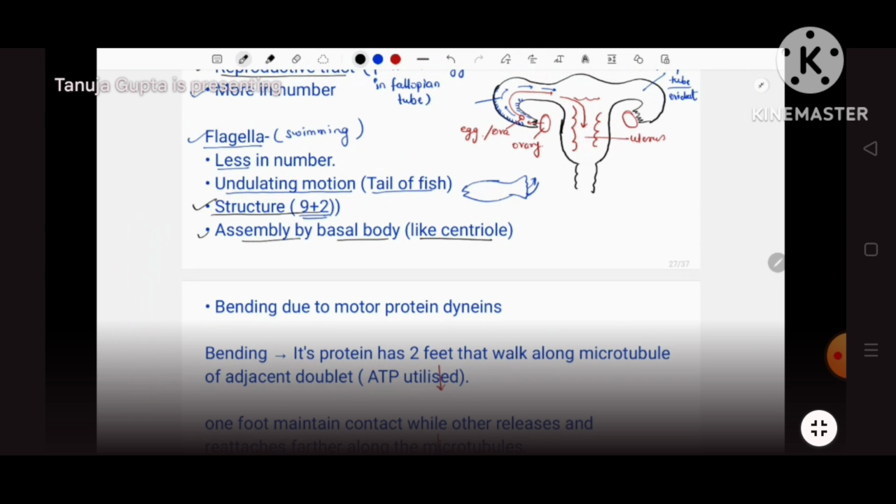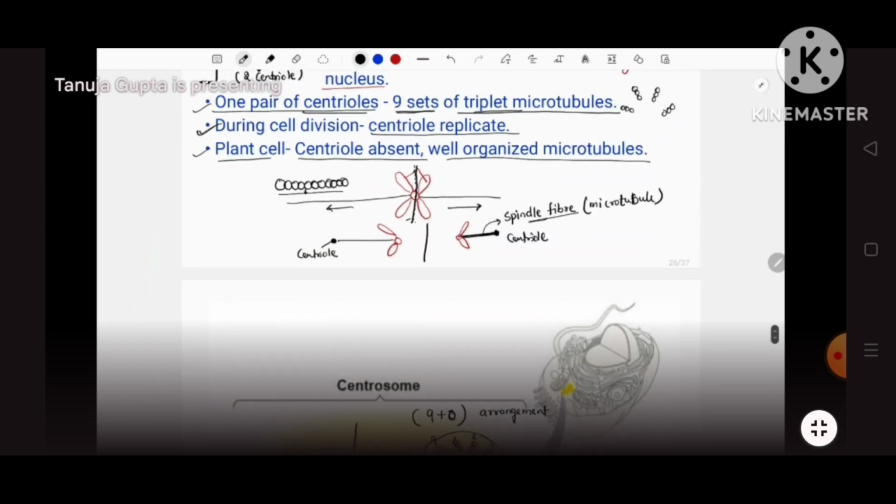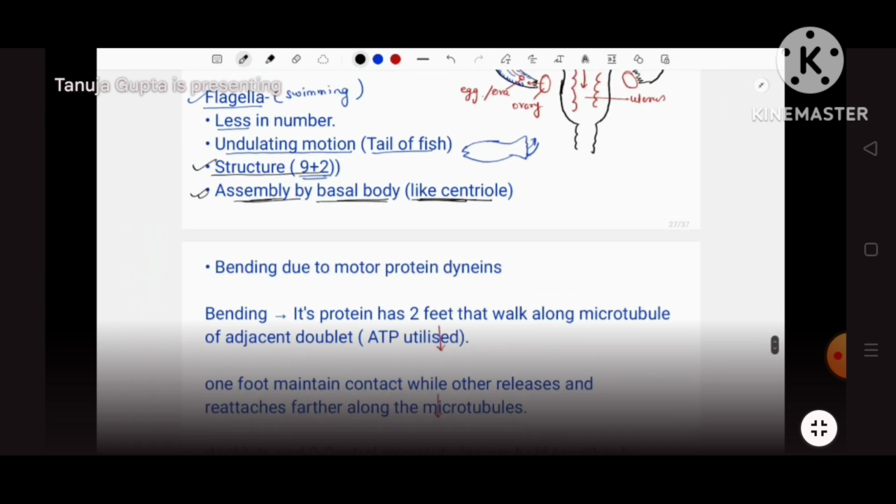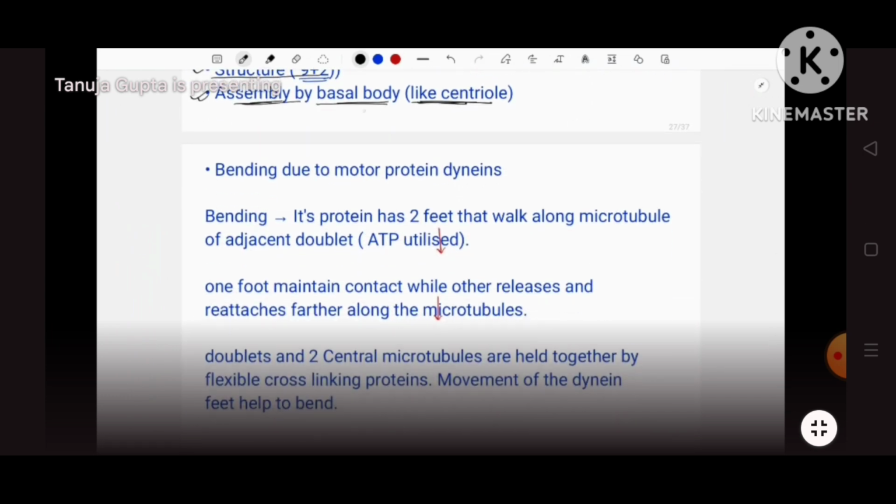Can you understand this? Yeah. And second is assembly by the basal body like a centriole. The basal body is exactly like a centriole, because in the centriole also I have told you this structure. So you can say that cilia and flagella emerge from, or form from, the centriole, because the basal body is exactly like that of the centriole.